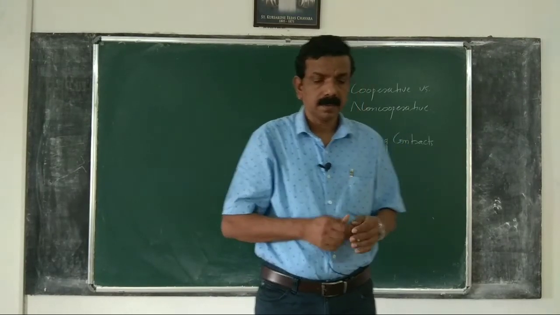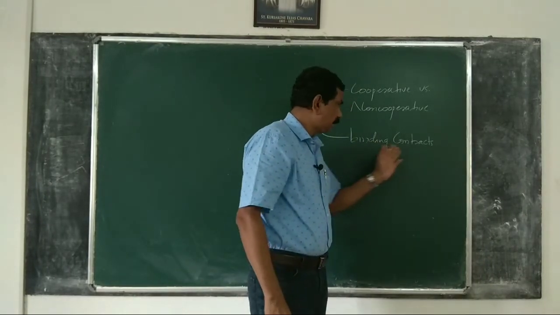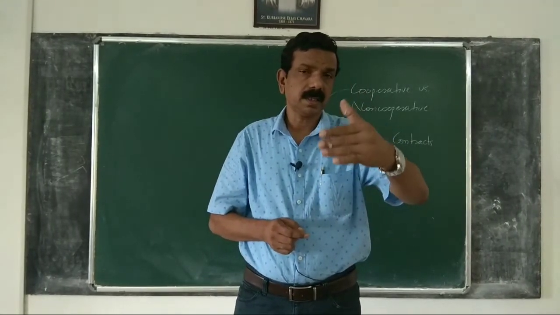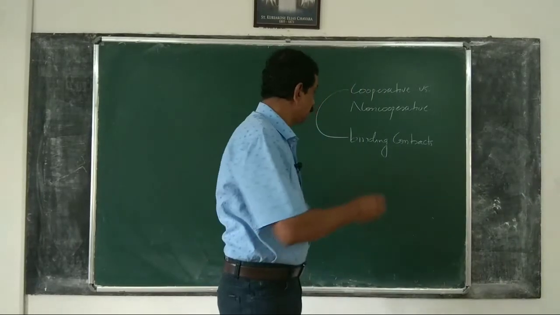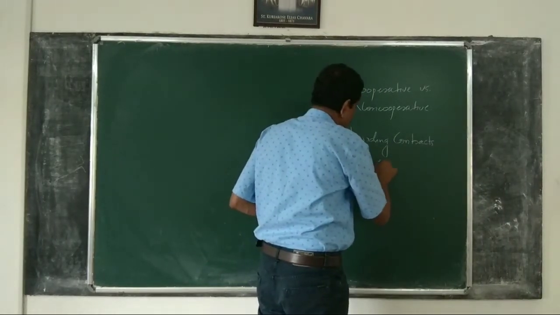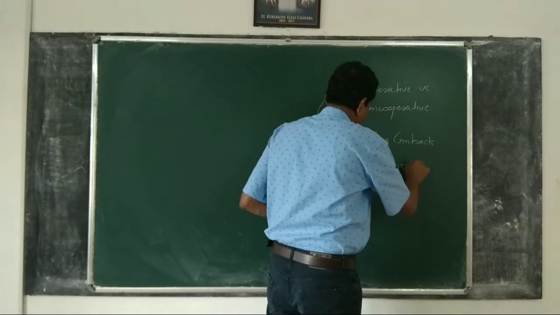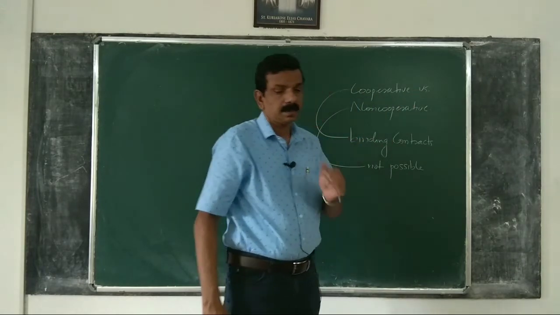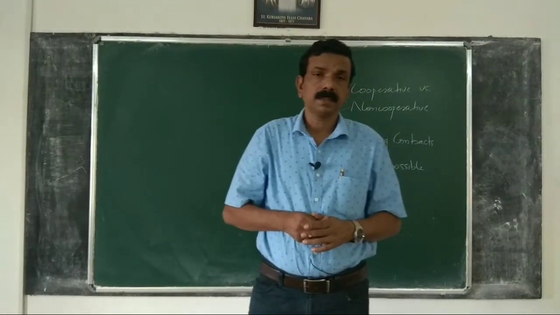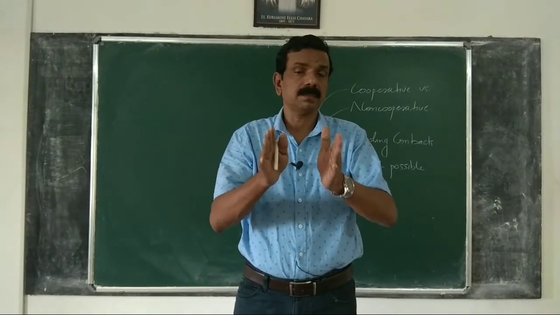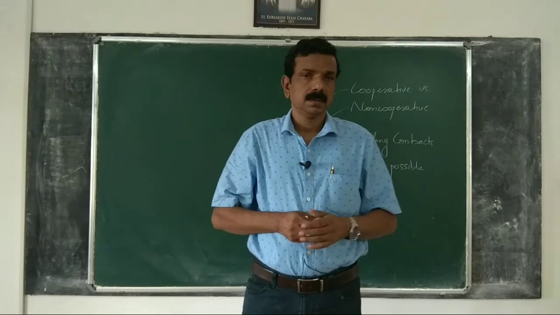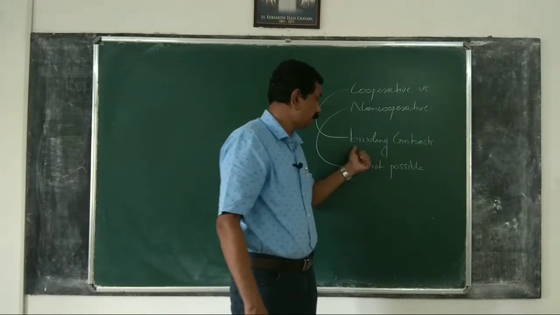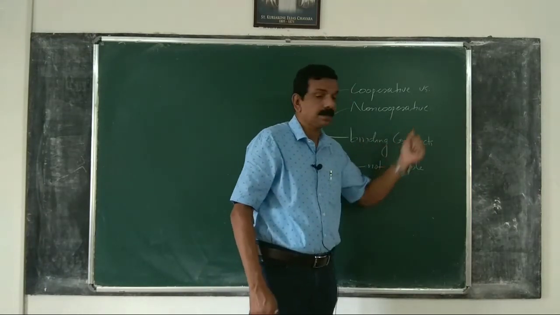In a non-cooperative game, binding contracts are not possible. That is, negotiation and enforcement of binding contracts are not possible. So the distinction between whether a game is cooperative or not depends on whether binding contracts are possible or not. If binding contracts are possible, it is a cooperative game. If binding contracts are not possible, it is a non-cooperative game.